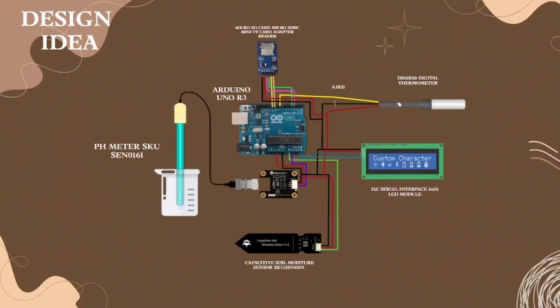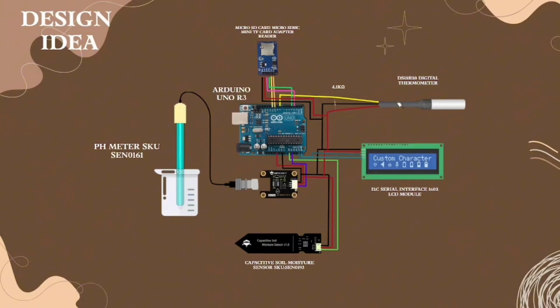Now, let's break down the system architecture based on our circuit diagram. At the core is the Arduino Uno, which serves as the brain of the device. It receives input from the three key sensors. The pH sensor measures the water acidity or alkalinity, vital for understanding runoff water impact on crops. The DS18B20 temperature sensor reads environmental or stream temperature. We included a 4.7K ohm pull-up resistor between the data and VCC lines. This is important for accurate digital temperature readings.